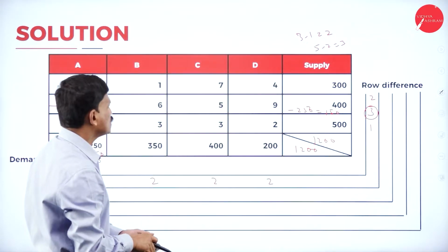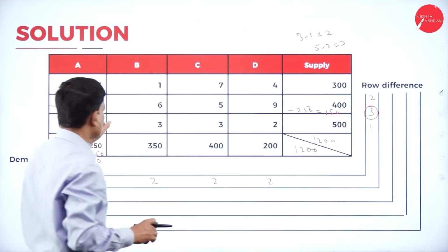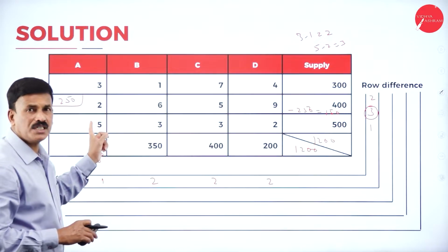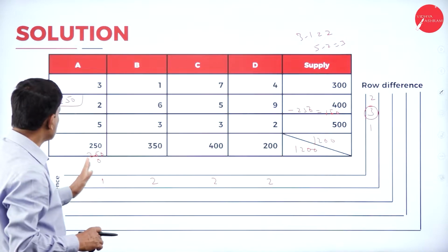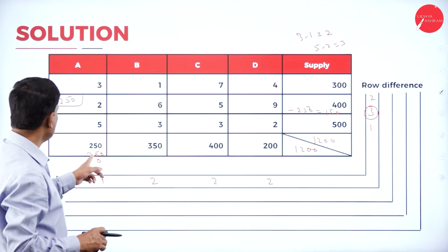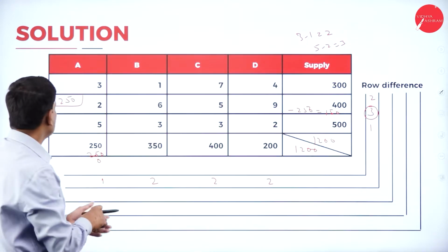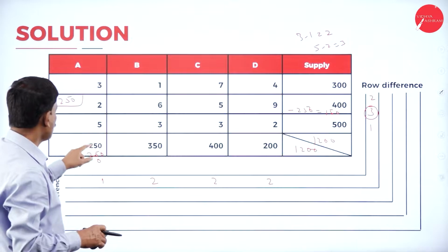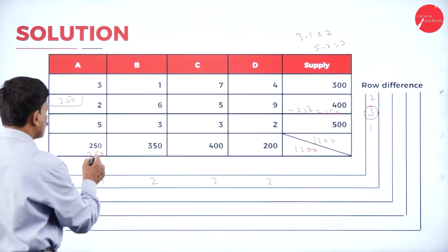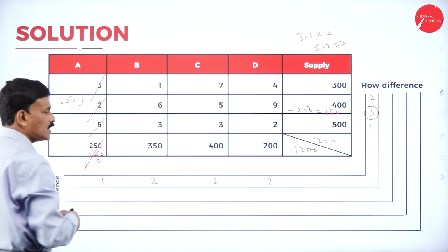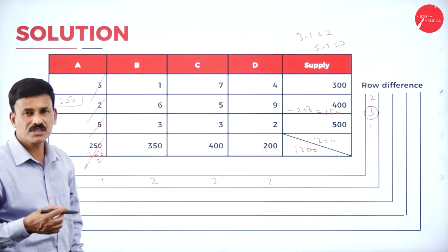See here, the maximum penalty is 3, corresponding to the second row. Here in the second row, identify the least value. The least value is 2. For this least value, identify the demand and supply. Demand is 250 and supply is 400, of which 250 is least. Therefore, allocate 250 here. 250 minus 250 is 0. 400 minus 250 is 150. Once this becomes 0, you can cancel the entire column. This column is cancelled.